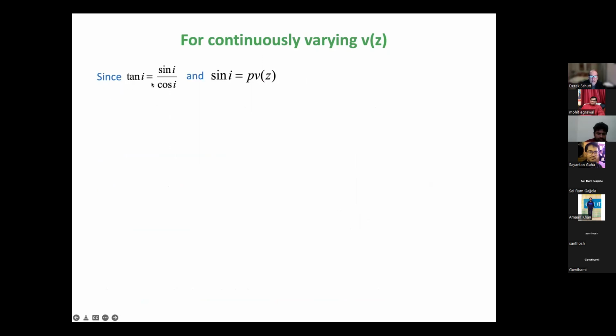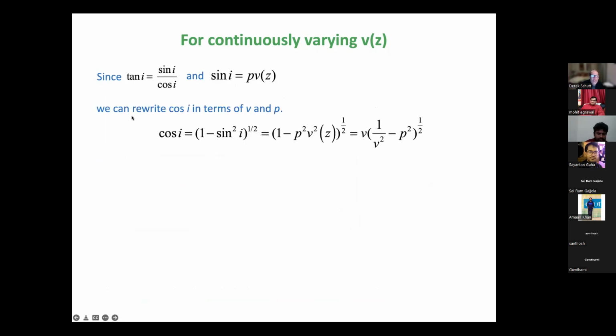Now, since tangent of i equals sine of i over cosine i, and sine of i equals p times v of z, then we can rewrite cosine i in terms of v and p. So this is just the trig identity, cosine squared plus sine squared equals 1, and sine squared equals p squared v squared. So we get the square root of 1 minus p squared v squared. And that also equals v times the square root of 1 over v squared minus p squared.